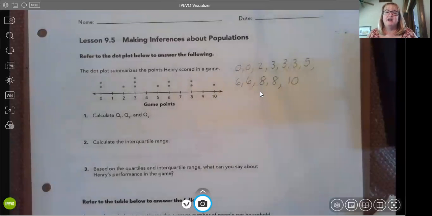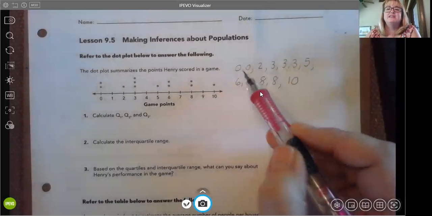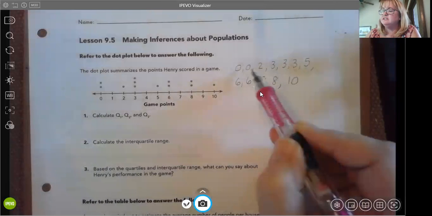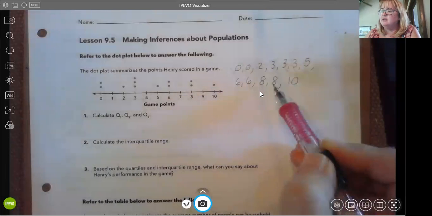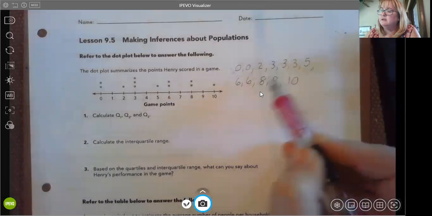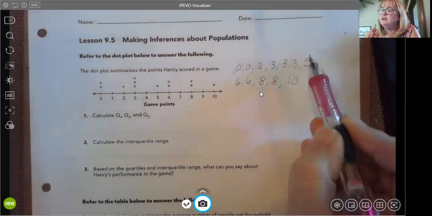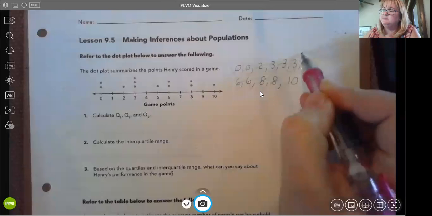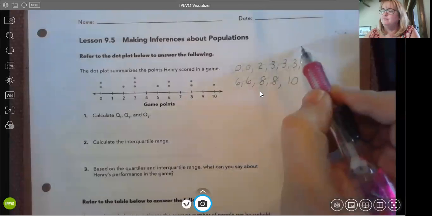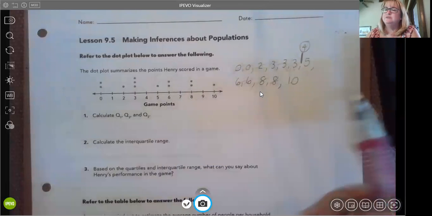If we were to find Q1, Q2, Q3, the best start is to find Q2 first. So let's look at the median. We're going to mark out the smallest and largest, and I'm writing it lightly. And we've got 2 left. So our median is between 3 and 5. Well, what's between 3 and 5? 4. So Q2 is 4.